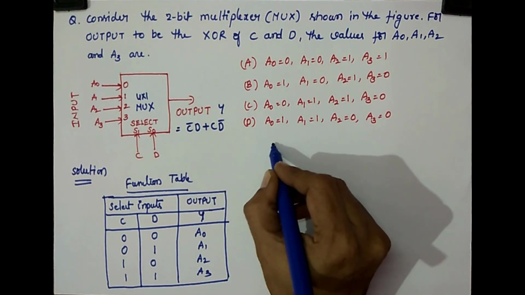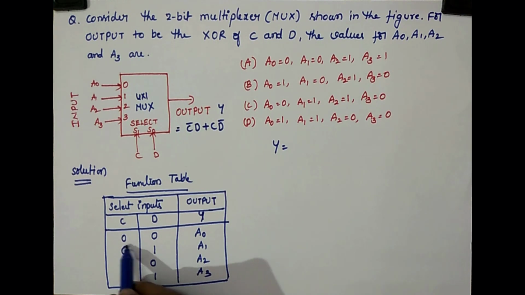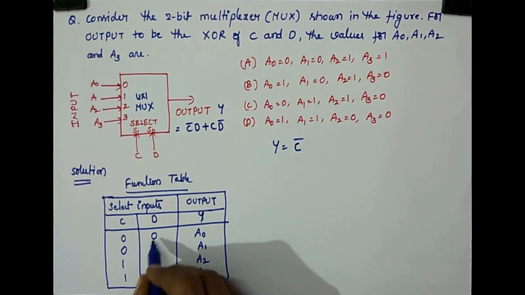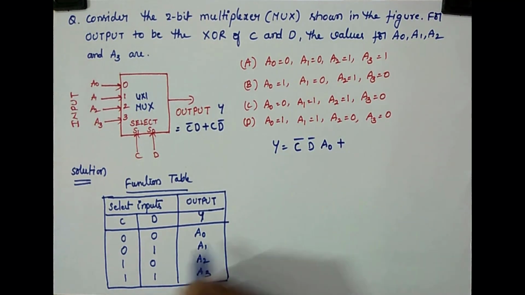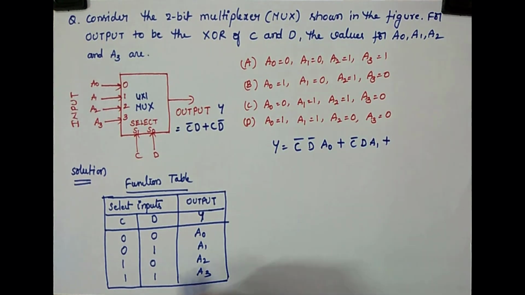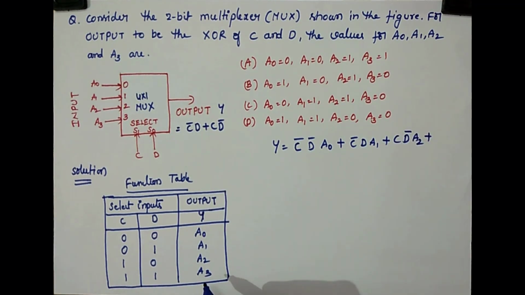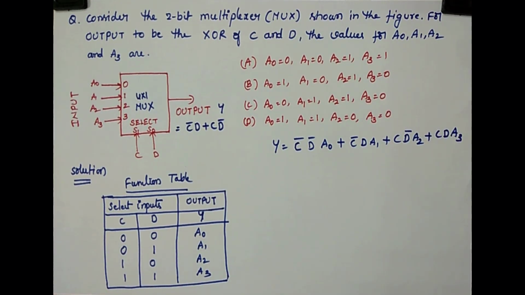Now you can write the output Y. You will get A0 when C and D are 0 and 0. So you can write this whole information, with 0 represented by a bar, as C bar D bar A0 plus C bar D A1 plus C D bar A2 plus C D A3. This is the output expression.